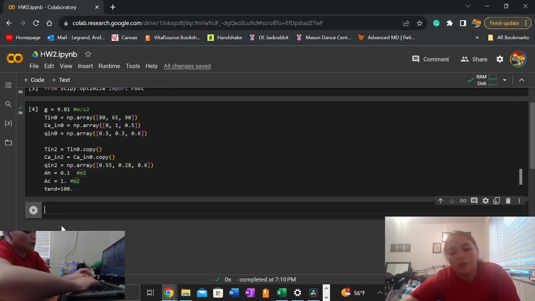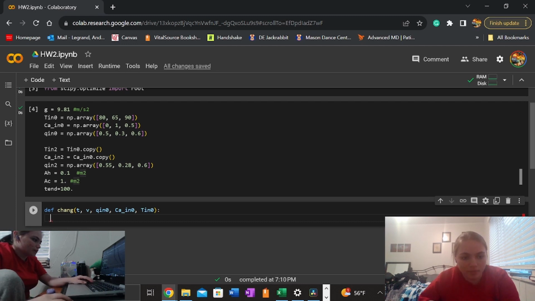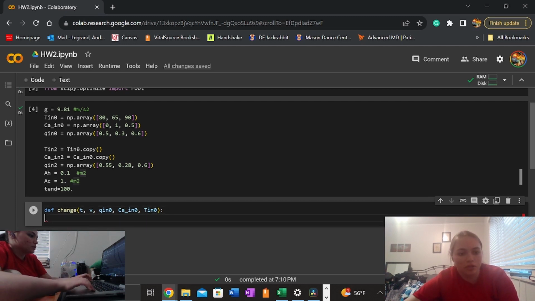We're going to put in all of the equations we just derived. We're going to define a function called change, and the variables to input should be time, because everything's reliant on time. We have a vector: Q_in_0, C_A_in_0, and T_in_0. That should be everything. Oh, I put "Chung." I need "change." All right, cool.